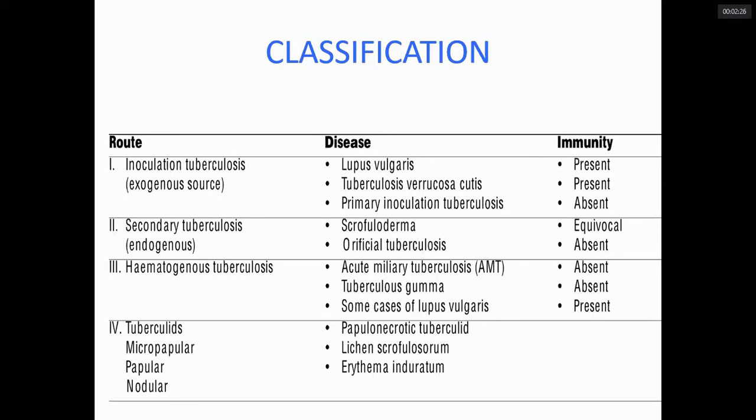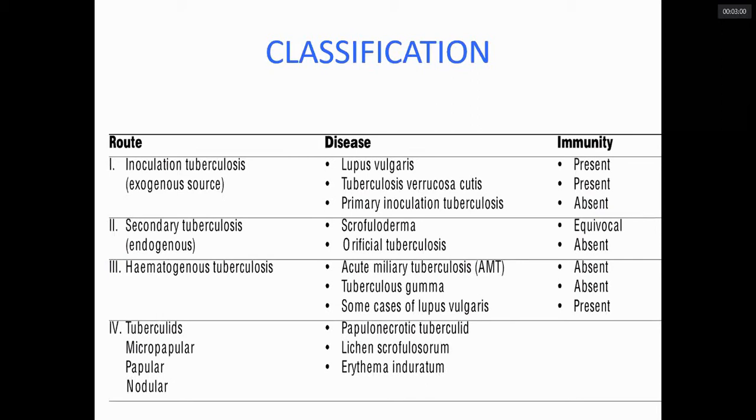The second is secondary tuberculosis, meaning endogenous source. Tuberculosis transmitted to the skin from internal sources, internal organs. The diseases are scrofuloderma and orificial tuberculosis. The third one is hematogenous tuberculosis. In this, the skin tuberculosis is transmitted by the hematogenous route, from the blood. The examples are acute miliary tuberculosis, tuberculous gumma, some cases of lupus vulgaris, and the fourth one is tuberculids.